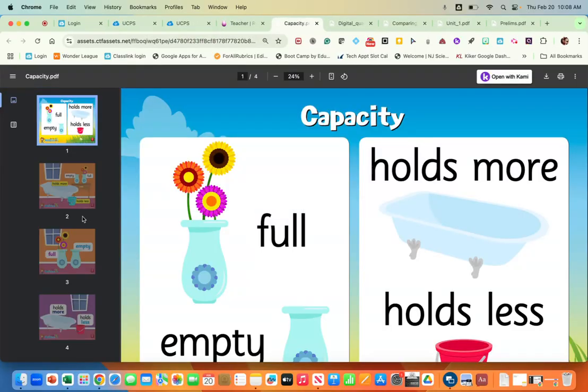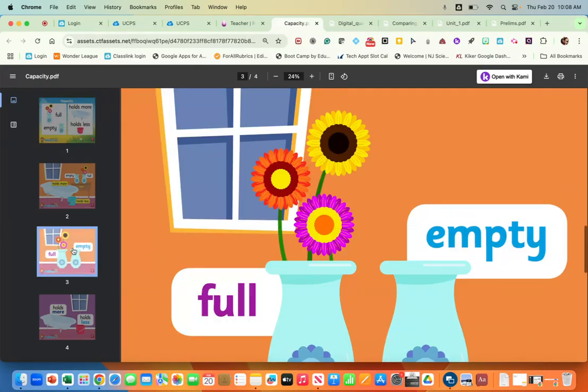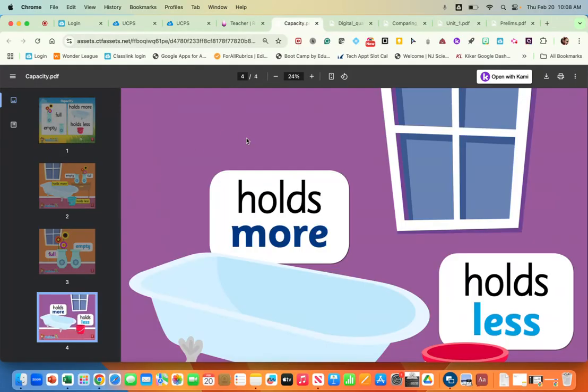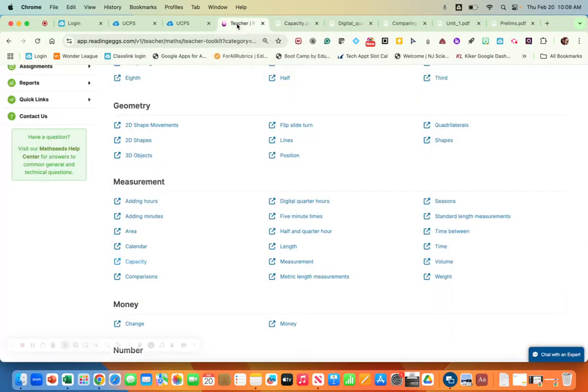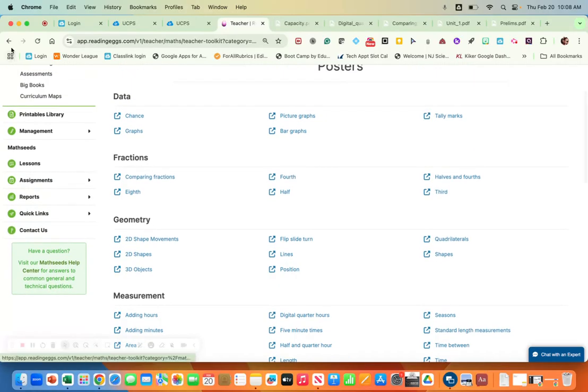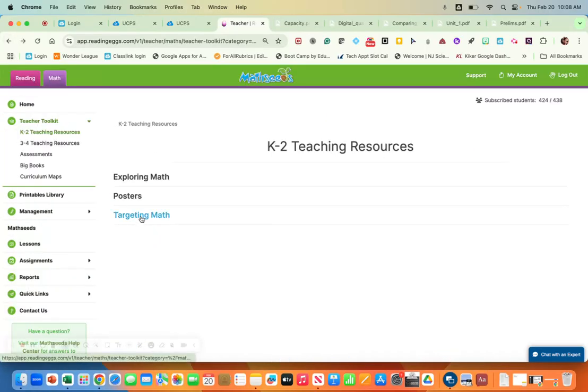You can print these out. Some of them are 1 page, some of them are a few pages. This one is 4 pages long. Print them out and give them to the students that might need to refer back to these posters to help them with the topics that you're either currently teaching or they're working on to catch up.